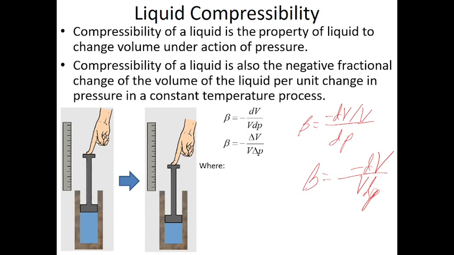Pag sinabi nating differential, infinitesimal change yun. Ibig sabihin, the limit of delta V over delta P as delta P approaches 0, which is dV over dP. Infinitesimal change. Ibig sabihin yung delta P ay nag-approach ng 0. So, kung nag-approach yun ng 0, so dV over dP yun.